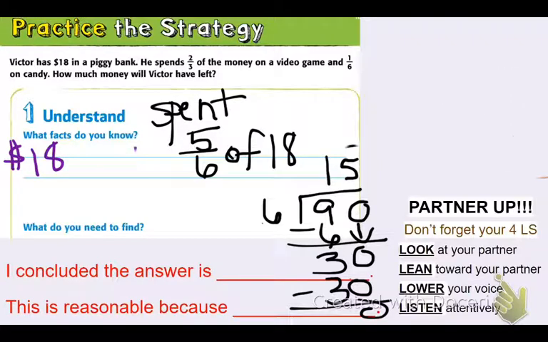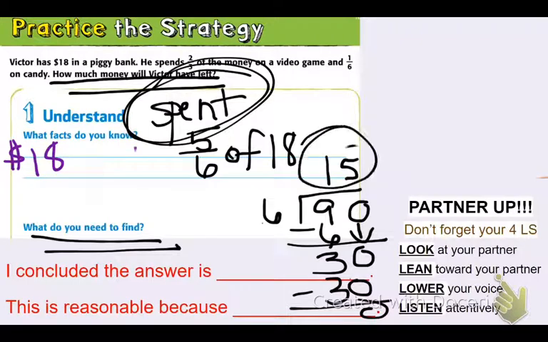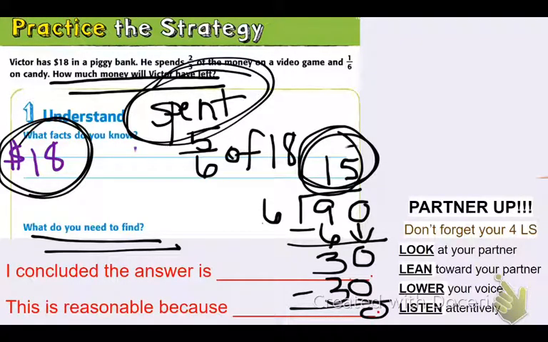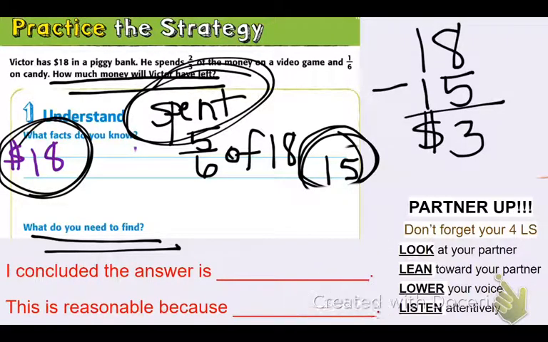I need to figure out how much money Victor has left. Well, I know that he has spent $15 out of his piggy bank. So I'm going to go ahead and take 18 and subtract the money he spent on candy and a video game. And I think I have an answer. I concluded the answer is $3.